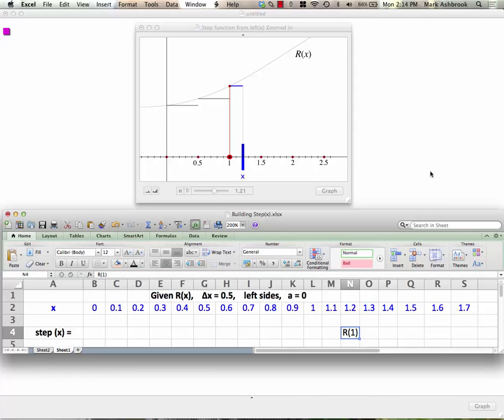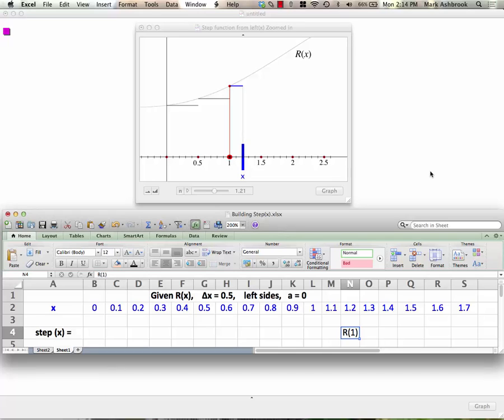Did you get it? How many people got it before I put it up there? You got R of 1. R of 1. Not enough. Okay. Why is it R of 1?